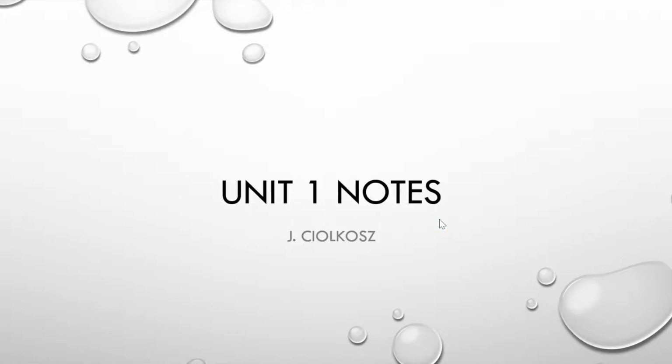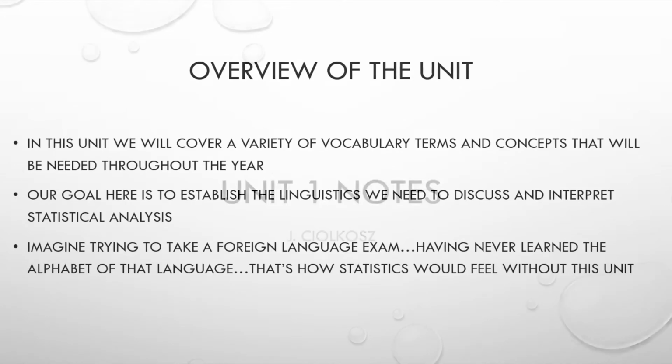Alright, so we're going to get started on our Unit 1 notes here for probability and statistics. Our first unit is going to cover a bunch of vocabulary. So just kind of going through that. Looking at our first slide here, we're going to start with an overview.